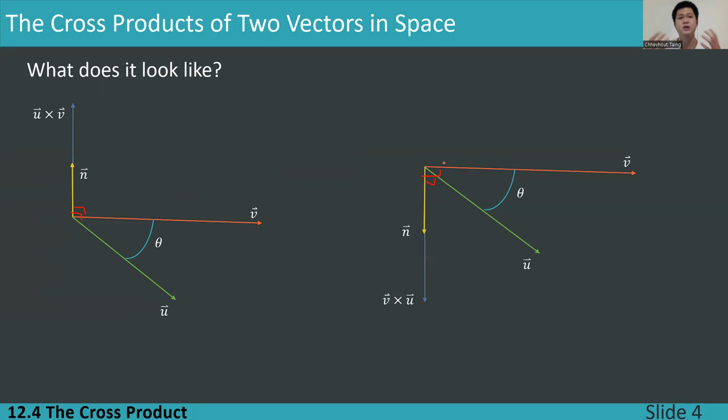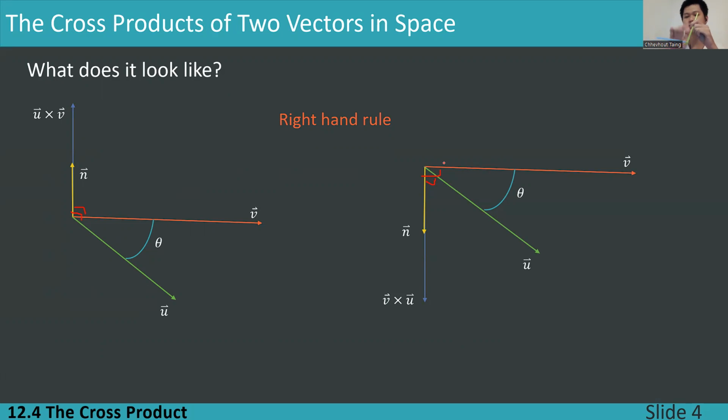But how do you remember it? One way to remember it is the right hand rule. I'm going to show you how to use the right hand rule. For example, this is the u vector and this blue one is the v vector. To use the right hand rule, you obviously use the right hand. Just point your forefinger toward u, and then curve it toward v, and your thumb would be pointing toward u cross v.